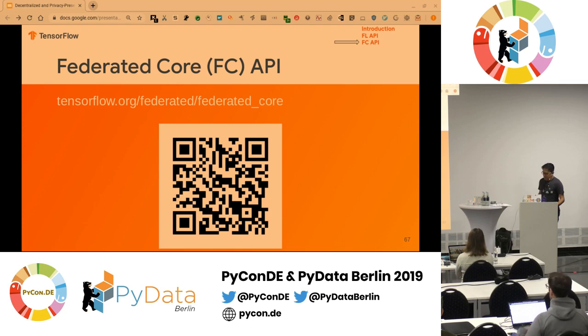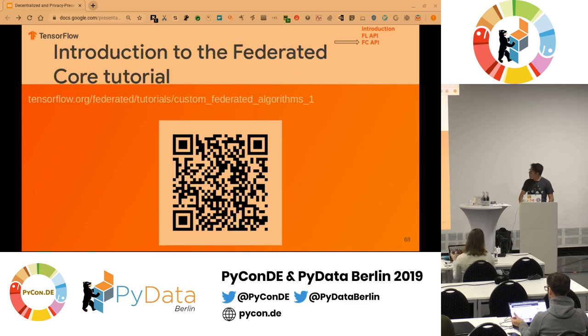All right. Moving on to federated core. So that's the QR code for federated core, but if you're already there, it should be pretty obvious. There are tutorials and this is a continuation. There are two tutorials on the site.